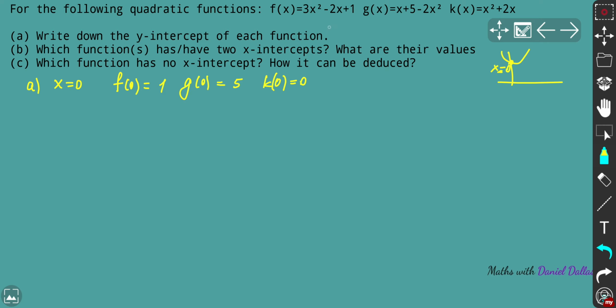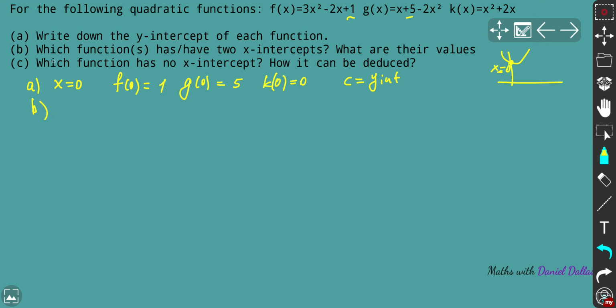Another way you can do that, let's have a look at the coefficient c. Coefficient c is actually the y-intercept, so here it is 1, here 5, and here 0, so you can have a little shortcut and do it very fast. Let's go to question B.